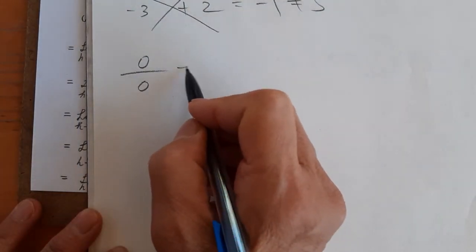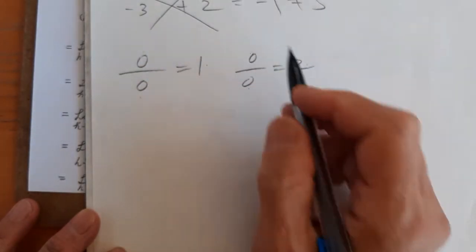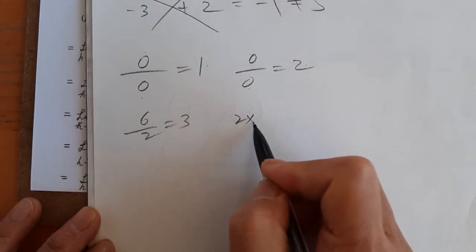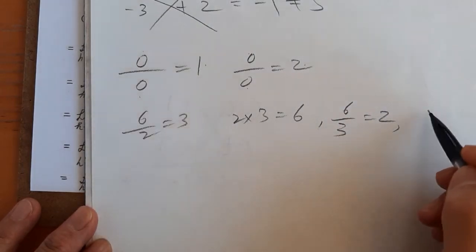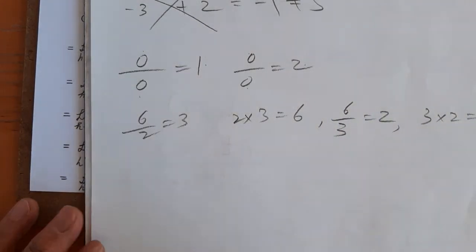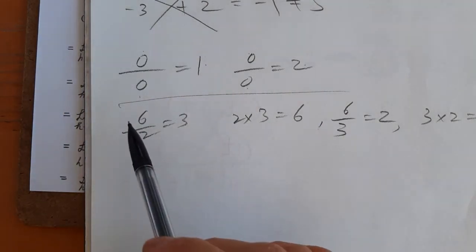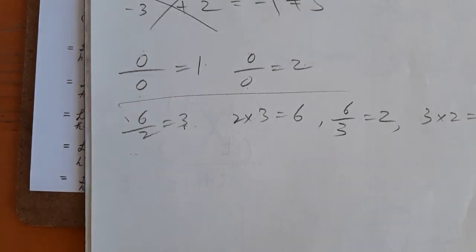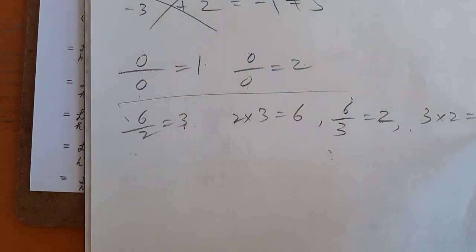0 over 0, it can be 1 because 1 times 0 is 0. It can be 2 because 2 times 0 is still 0. 6 divided by 2 equals 3 because 2 times 3 equals 6. 6 divided by 3 equals 2 because 3 times 2 equals 6. So division comes from the multiplication fact. And why 6 divided by 2 equals 3? Because 2 times 3 is 6. And why 6 divided by 3 equals 2? Because 2 times 3 is 6. That comes from the multiplication fact.